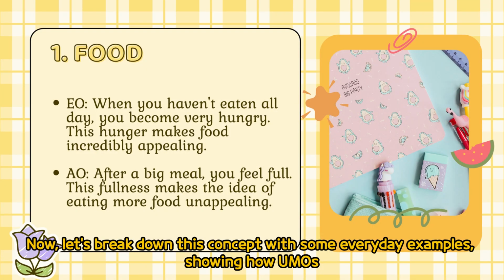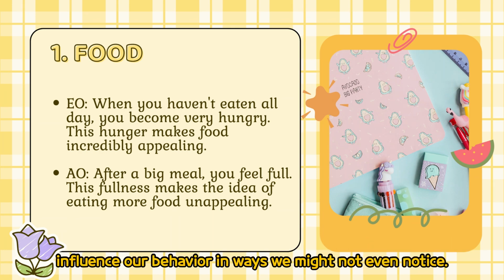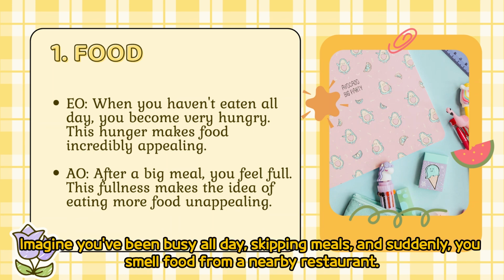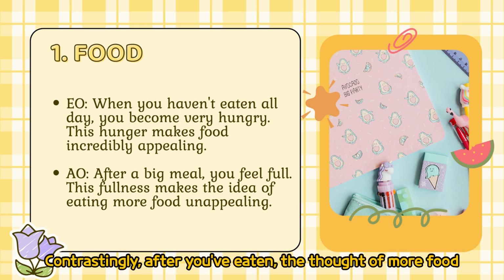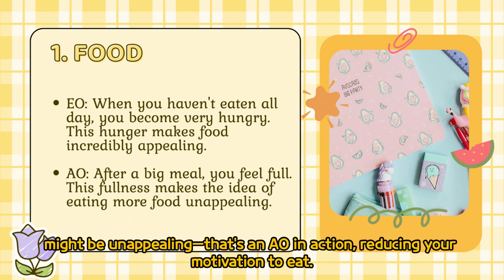Now let's break down this concept with some everyday examples, showing how UMOs influence our behavior in ways we might not even notice. Imagine you've been busy all day, skipping meals, and suddenly, you smell food from a nearby restaurant. That intense hunger you feel? That's an EO making food incredibly appealing, driving you to seek out a meal. Contrastingly, after you've eaten, the thought of more food might be unappealing. That's an AO in action, reducing your motivation to eat.